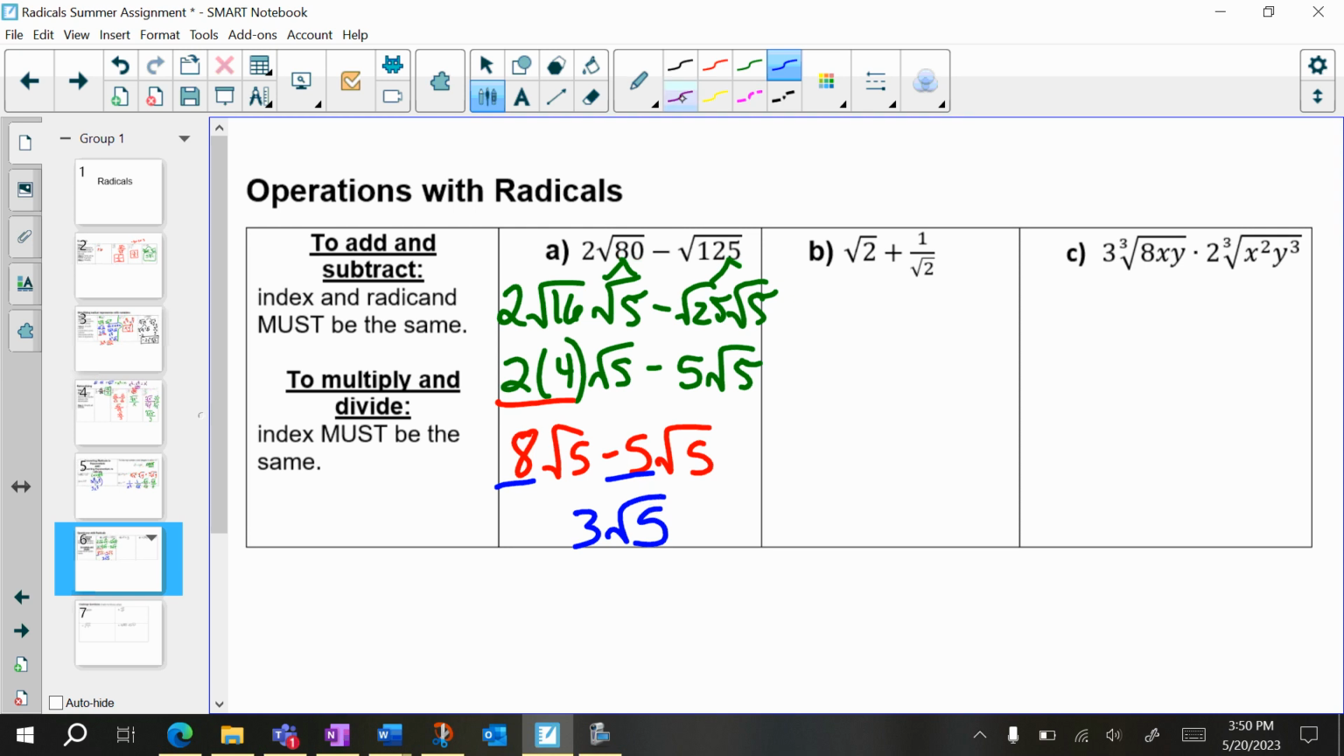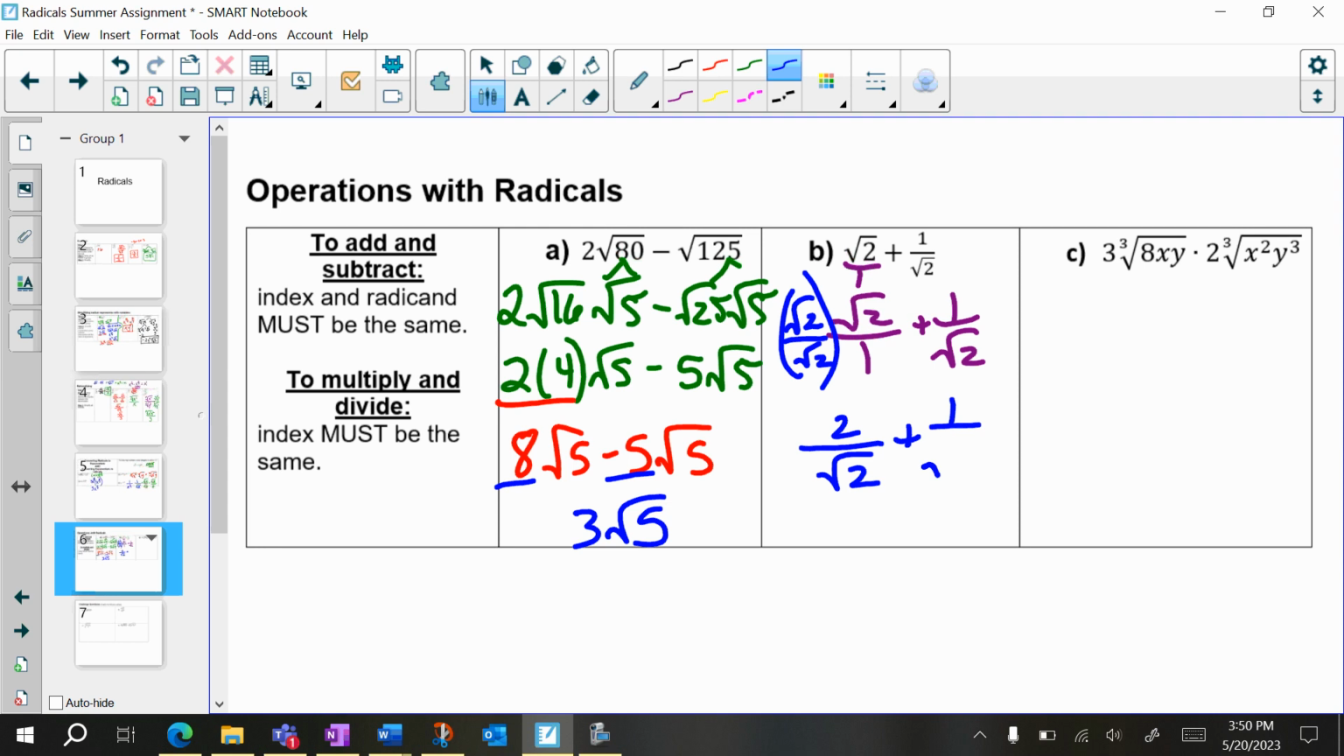Let's look at B. I have radical 2 plus 1 over radical 2. Now, I want to put this over 1. And in order to add fractions, I have to have a common denominator. So I want to take radical 2 over 1 and multiply that by radical 2 over radical 2 to get my denominators to be the same. So we know that radical 2 times radical 2 is radical 4. Radical 4 is 2.